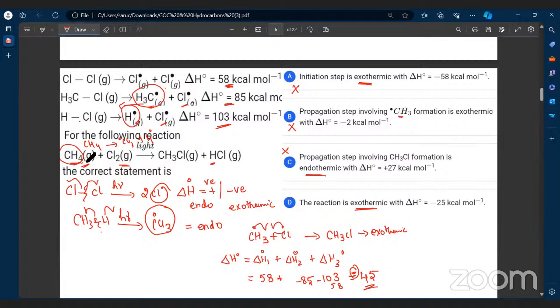There is no delta H naught given for CH4. So you have to combine CH3 dot and H dot, and for it the value is 105 kilocalories per mole, which is missing in the question. If you substitute over here, you'll get 25 as the answer. So the reaction is exothermic with delta H naught equal to minus 25 kilocalories per mole. Did everyone get this question? This data is missing in the question; if you substitute, you'll get the answer. Clear?